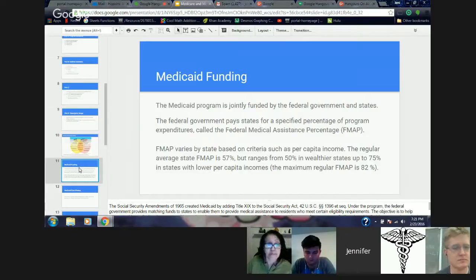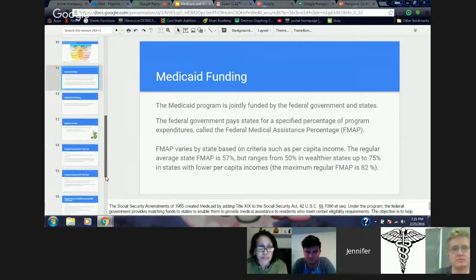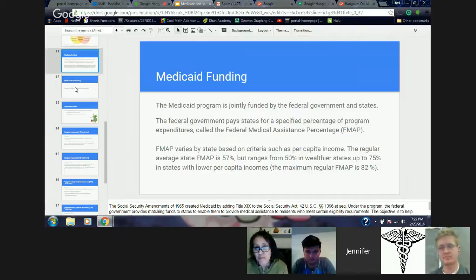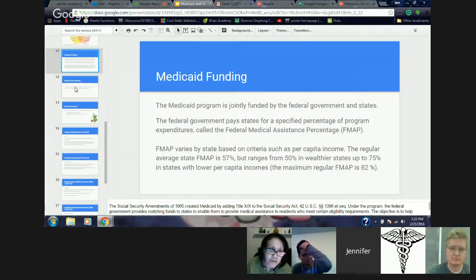Okay. All right. Medicaid funding. The Medicaid program is jointly funded by the federal government and states. The federal government pays states for a specified percentage of program expenditures called the federal medical assistance percentage. FMAP varies by state based on criteria such as per capita income. The regular average state is 57%, but ranges from 50% in wealthier states up to 75% in states with lower per capita incomes. The maximum regular FMAP is 82%.